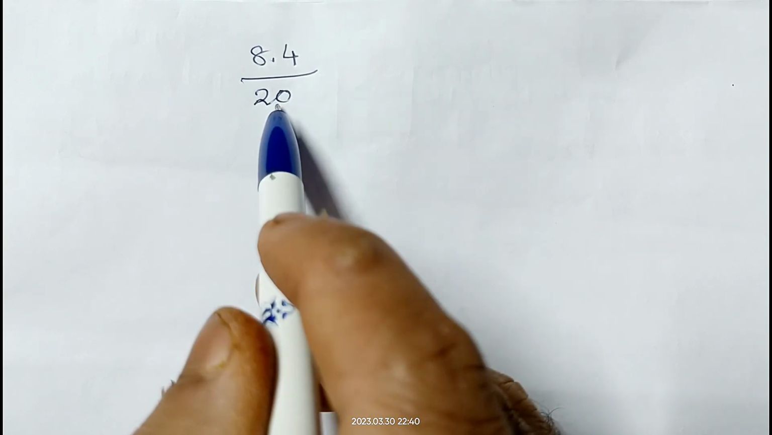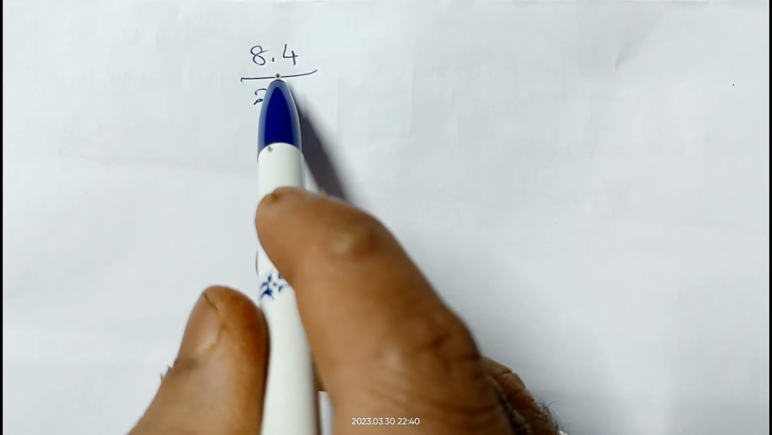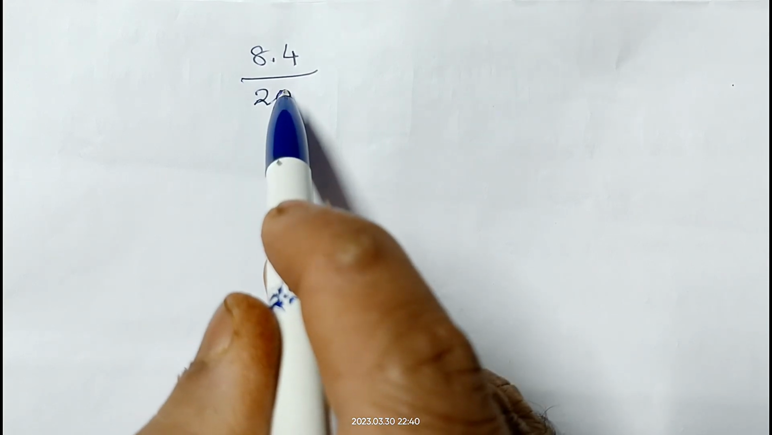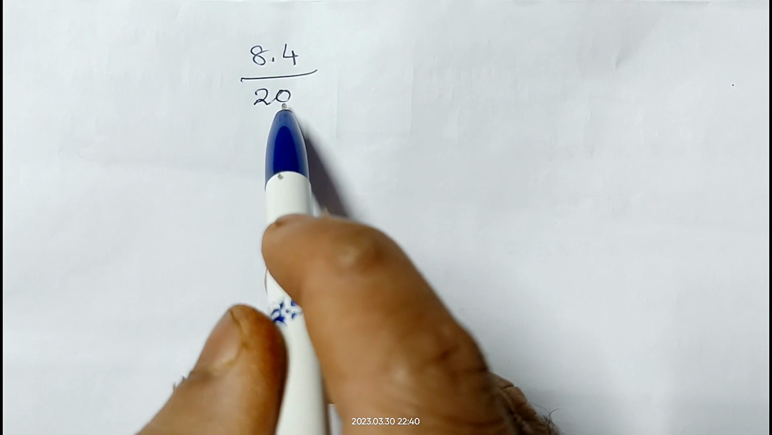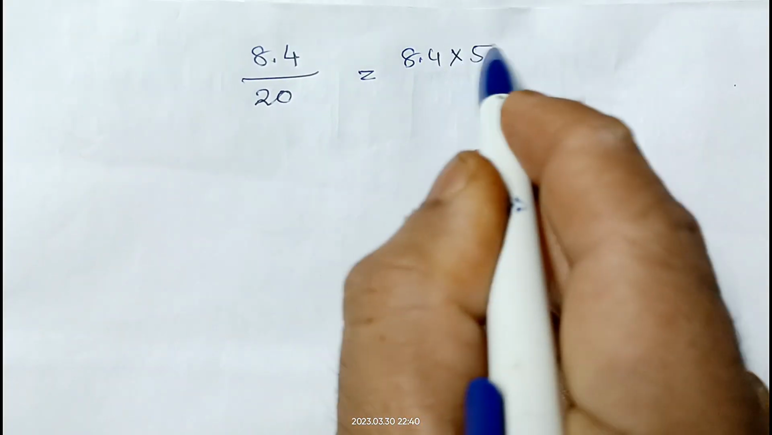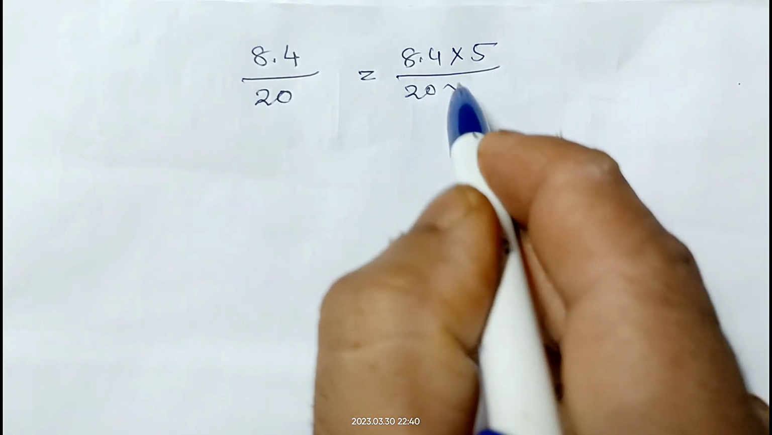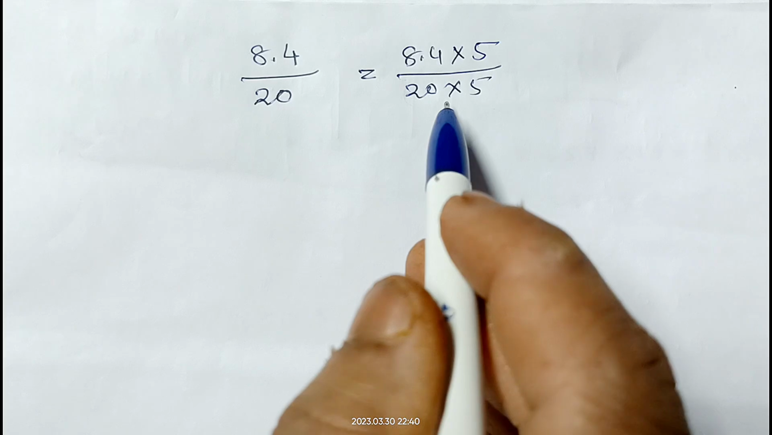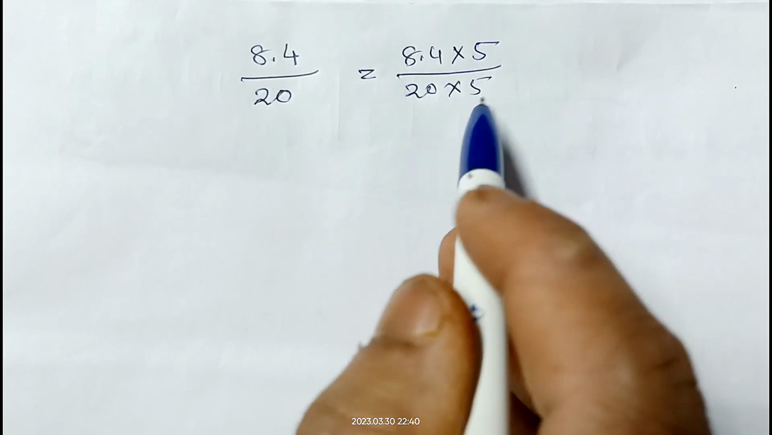8.4 by 20. In this type of division, here also a decimal is involved. So what will we do? We will try to make the denominator 100. 20 when multiplied by 5 will become 100. 8.4 just multiply by 5, and 20 also just multiply by 5. Why have we multiplied by 5? So that we can make the denominator 10 or 100 or 1000 and so on.